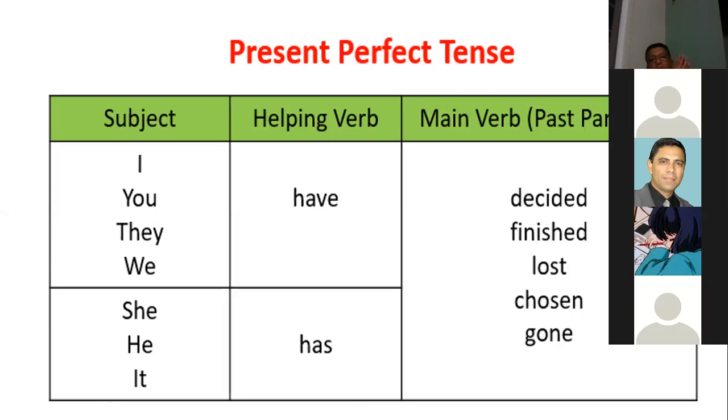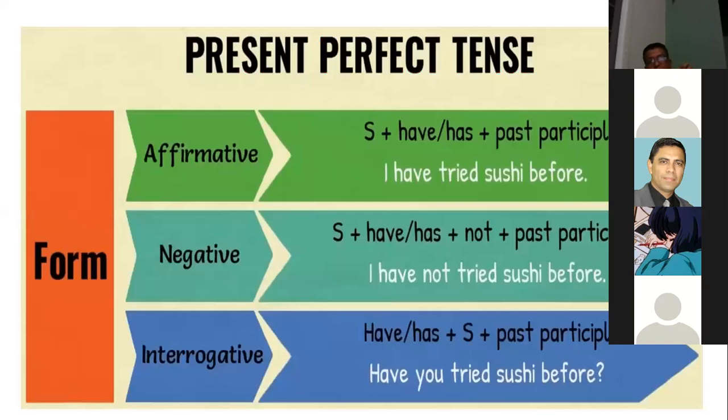I have decided. You have finished. They have lost. We have chosen. She has gone. It has gone. Very good. So here I have for you the affirmative, negative, and interrogative form.